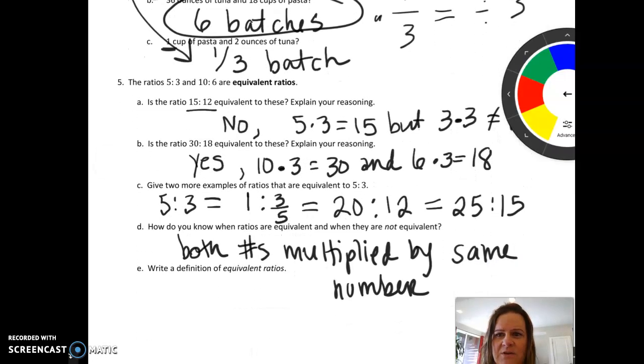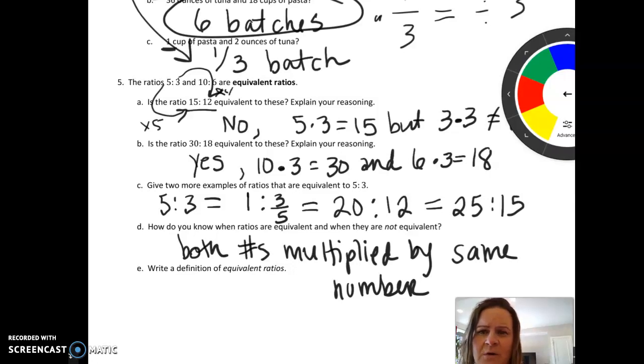All right, last one. The ratio of 5 to 3 and 10 to 6 are equivalent ratios, and we have to decide if some of these ring true to that equivalence. So is 15 to 12 equivalent to 5 to 3? Well, it's not, because look at this. 5 times 3 is 15, but 3, it's 3 times 4 here. So this is a multiple of 5, but this is a multiple of 4.